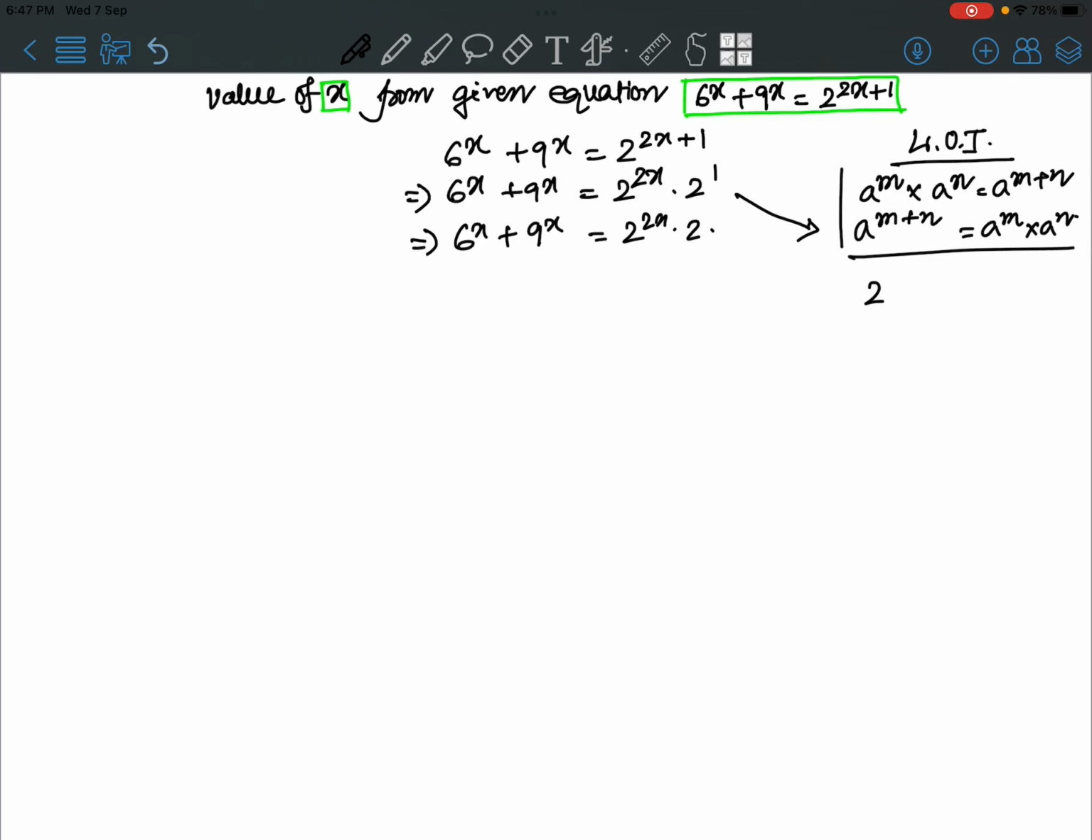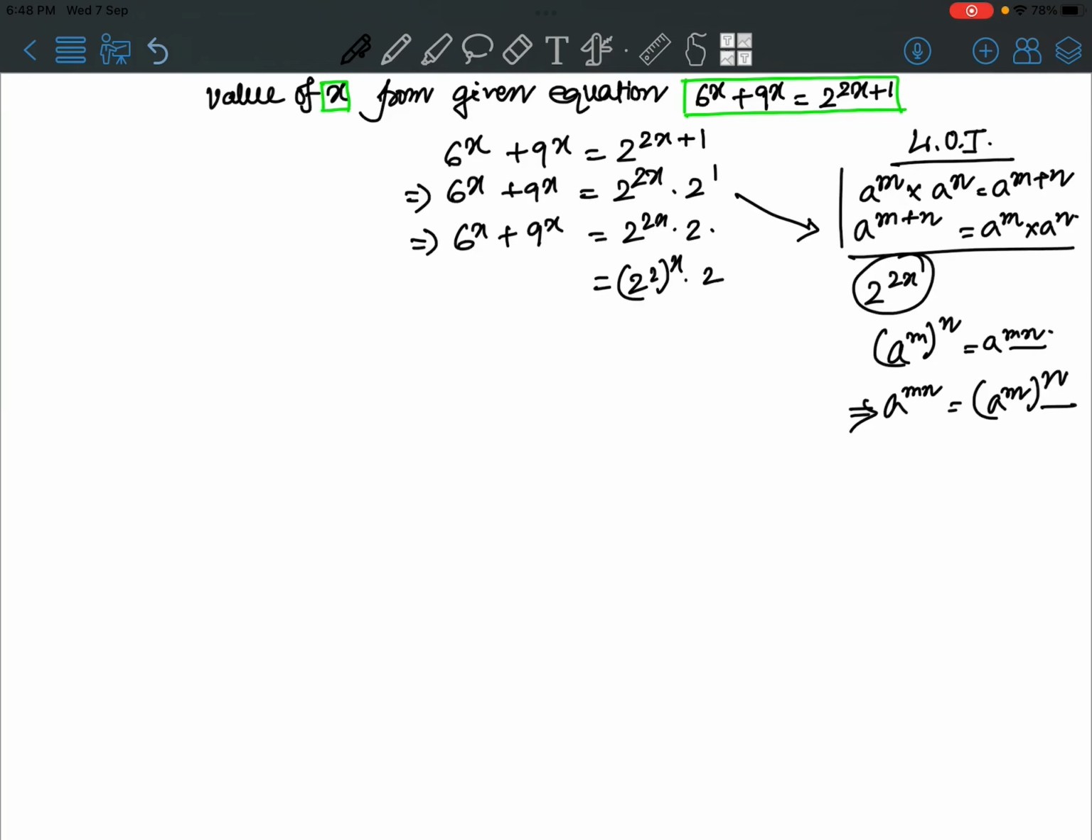Now how are we going to write 2 to the power 2x? By applying which formula? We will apply the formula a to the power m whole to the power n equals a to the power mn. Suppose we have a to the power mn, then we can write it as a to the power m whole to the power n. In this case we will apply the second one. So (2 square) whole to the power x into 2. On the left hand side we have 6 to the power x plus 9 to the power x. So that equals 4 to the power x into 2.